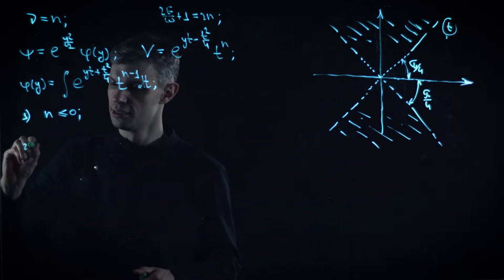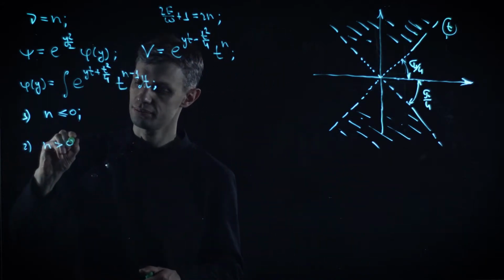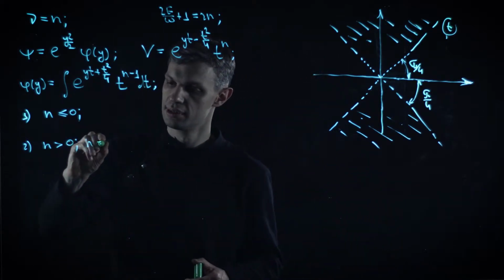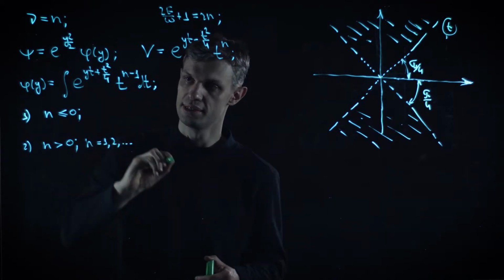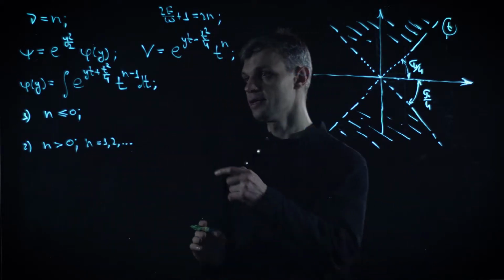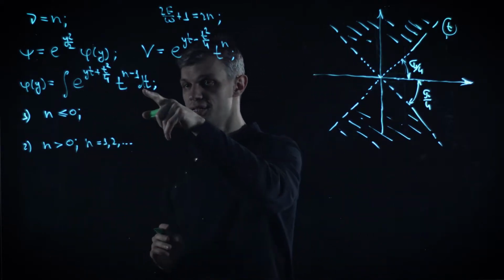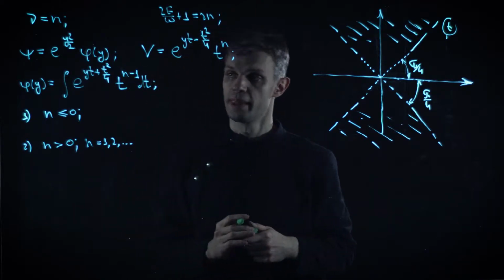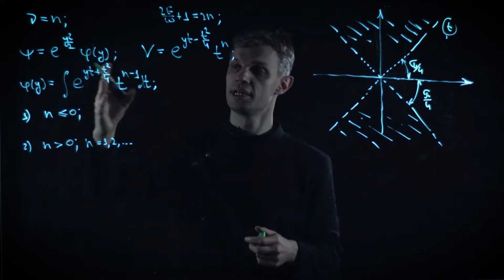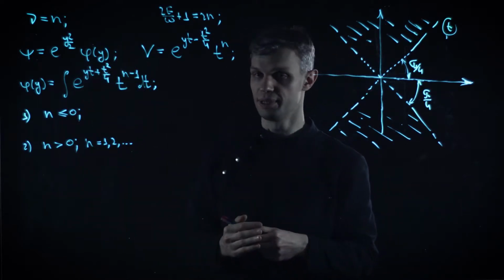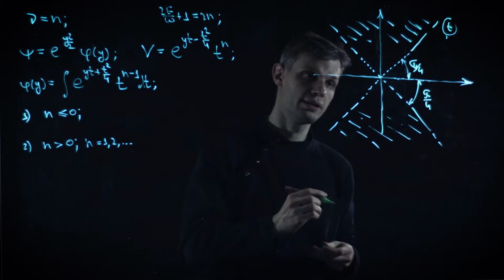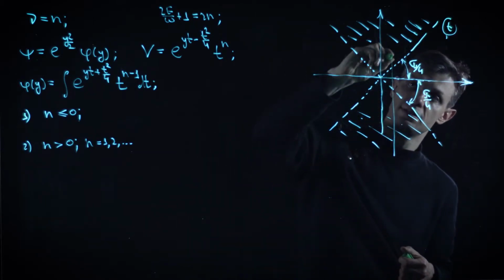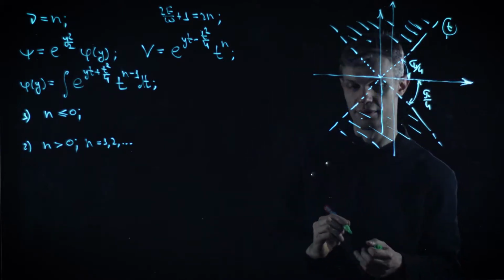So let's consider the case of strictly positive n. So n equals 1, 2, and so on. This way we see that our phi function doesn't have a pole at t equal to 0. And the whole integrand becomes an analytic function in a complex plane. So as a contour, we may choose again the vertical infinite segment.